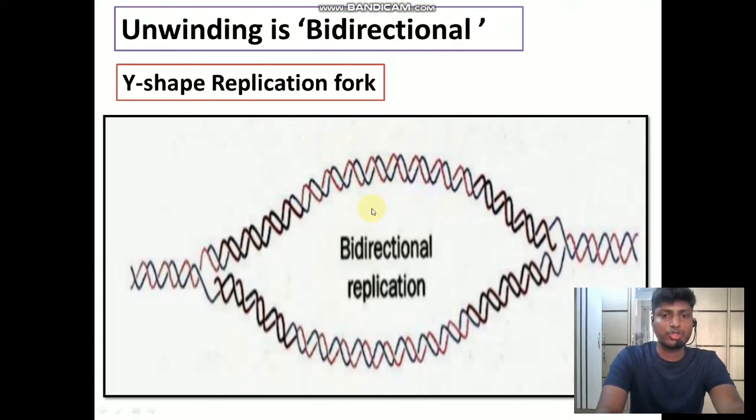Now once the two strands actually separate, you can see this particular shape of the DNA. Now this shape of DNA is looking like something called a fork, and that's why this is known as a replication fork.